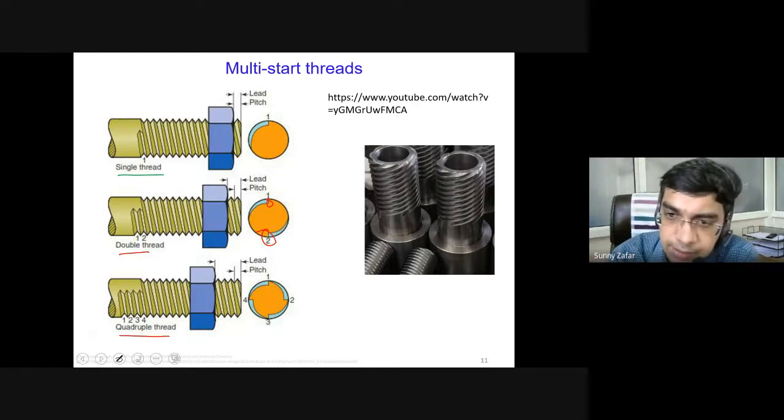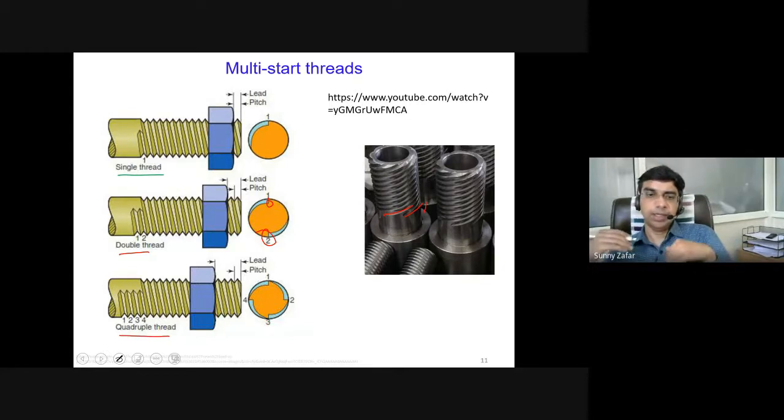Here what you see is an actual photograph of a multi-start thread. You can actually count here the number of helices. Suppose this is one helix being cut, this is the second helix being cut, and at the back side there is the third helix being cut. This number can go as high as 30 to 40 start threads. But again, the cost of producing such threaded fasteners is very high, and they are used in very specific industrial applications. But nevertheless, you should understand the need of these multi-start threads.